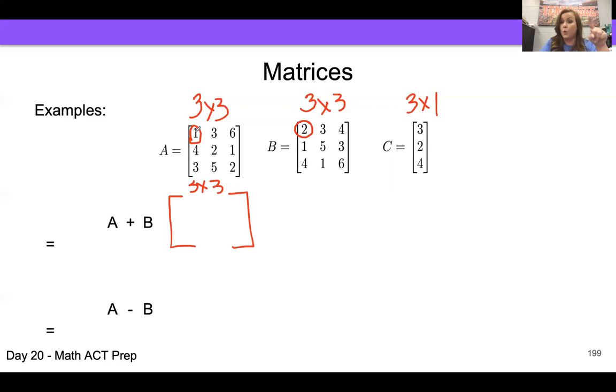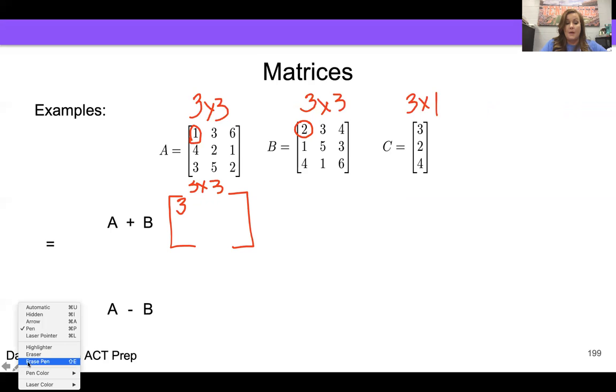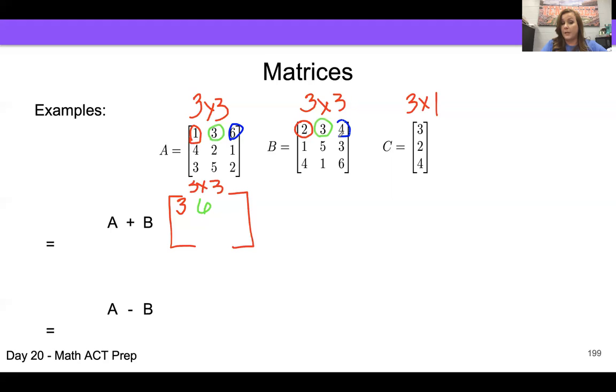This is row 1, column 1. So we're adding 1 plus 2 gives me 3. It goes in row 1, column 1. I'm going to change the pen color. Now we're going to go here. Row 1, column 2. 3 plus 3 gives me 6. Change again. Row 1, column 3. 6 plus 4 gives me 10. Hopefully you're seeing a pattern here.